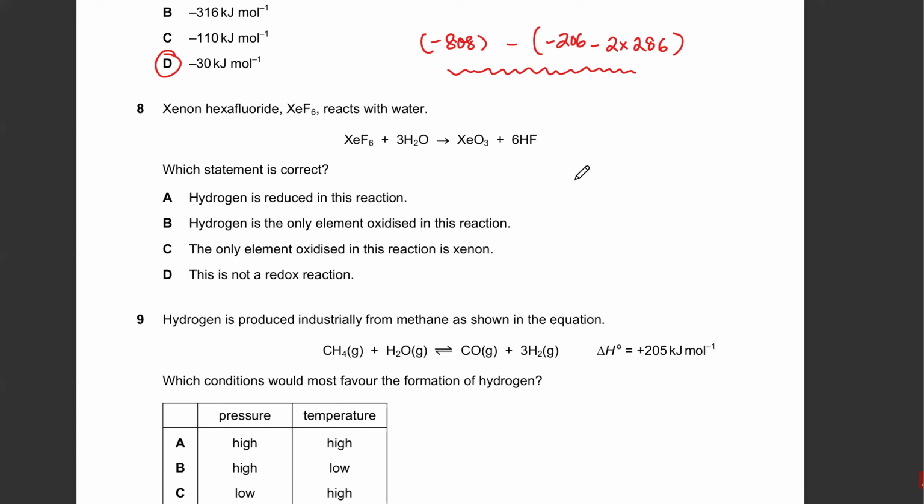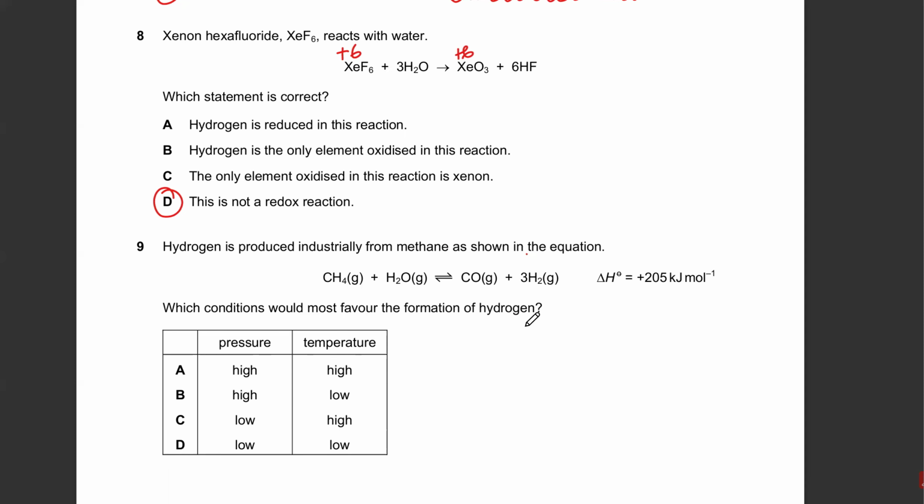Okay. It's not a redox reaction. The oxidation states don't change. This is +6. This is still +6. Oxygen is -2, both sides.